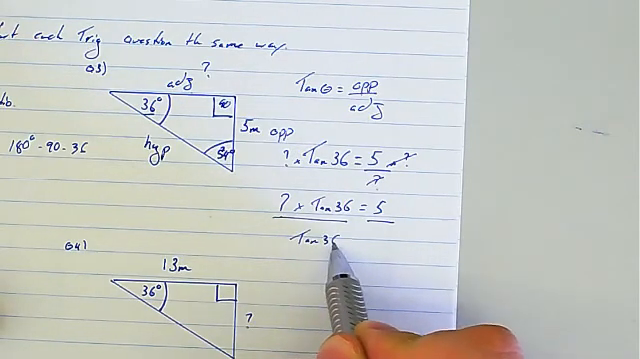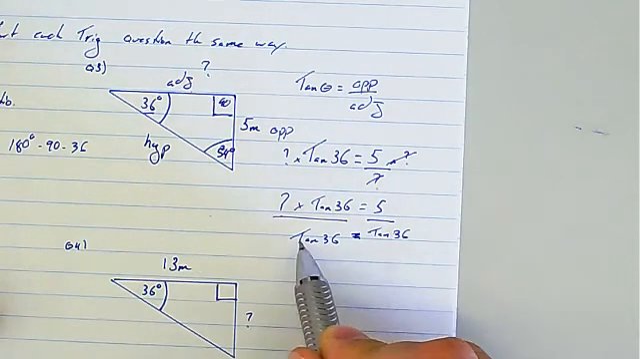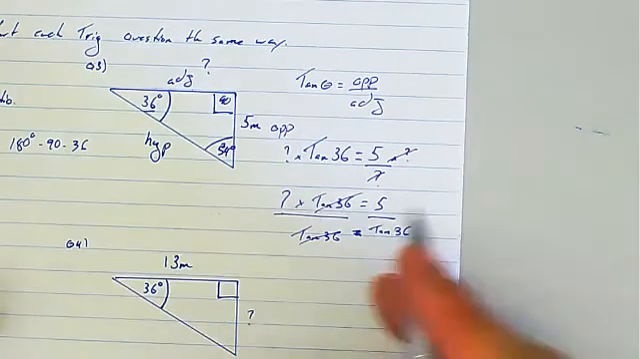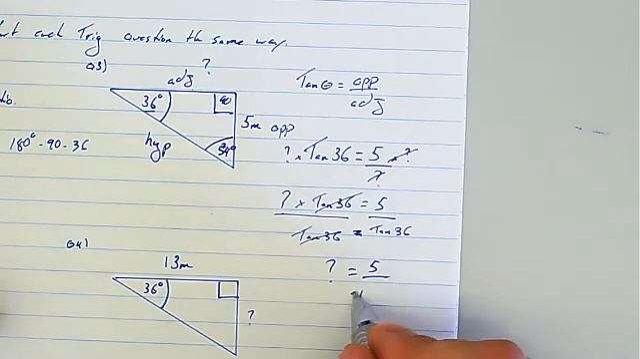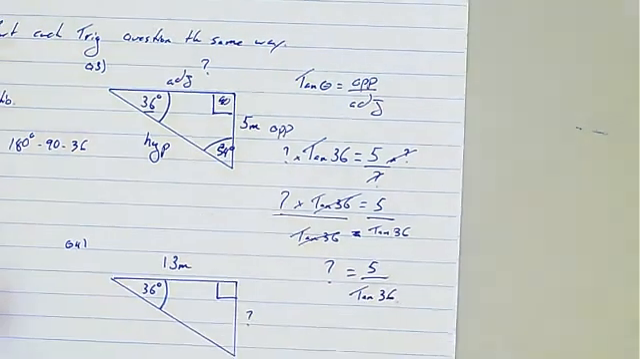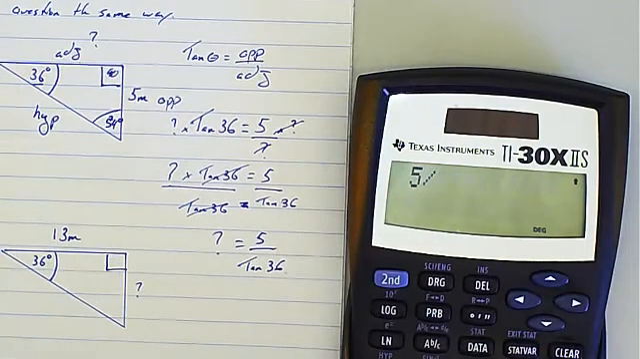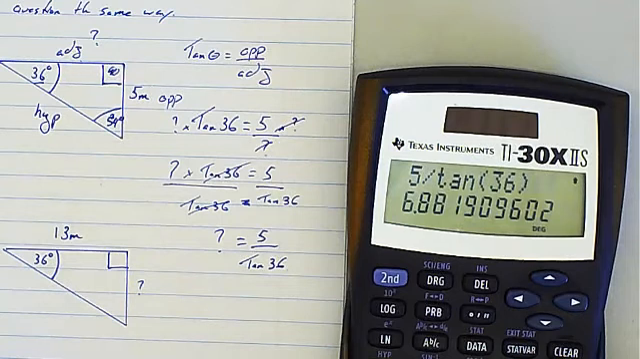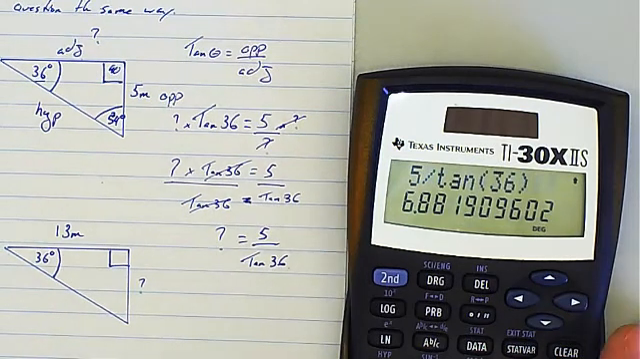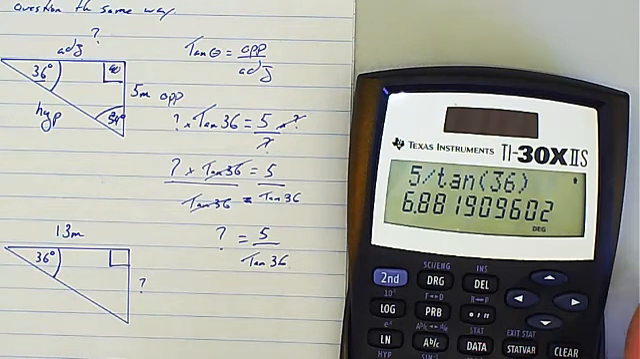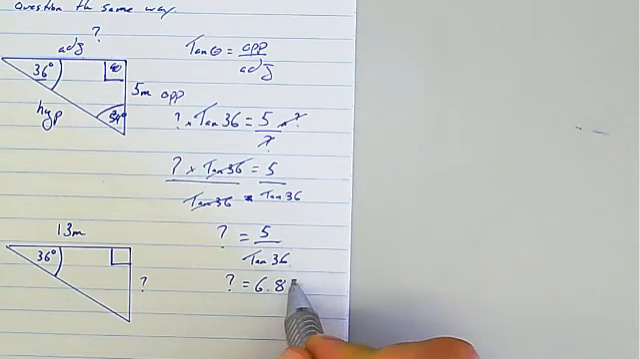Again, I'm trying to get my unknown by itself. So if I divide both sides by tan of 36, these two will cancel out. I'm now left with my unknown equals 5 divided by tan of 36. And again, in a calculator, I can go 5 divided by tan of 36, which means my opposite side, or sorry, my adjacent side is 6.88, in our case, meters.